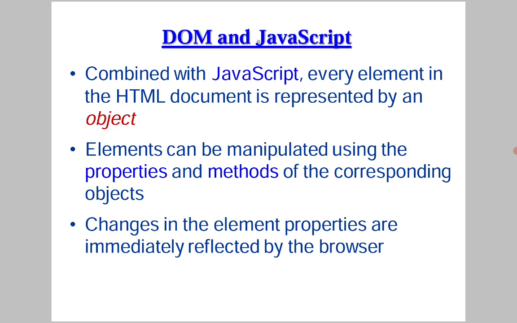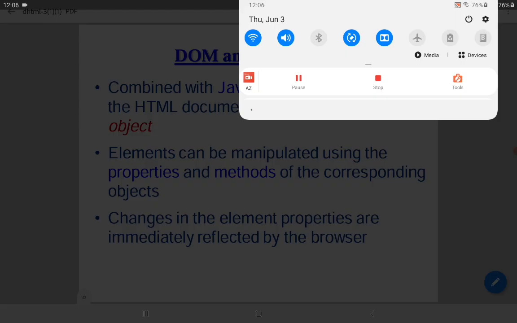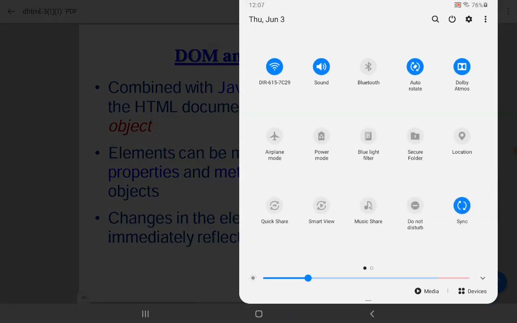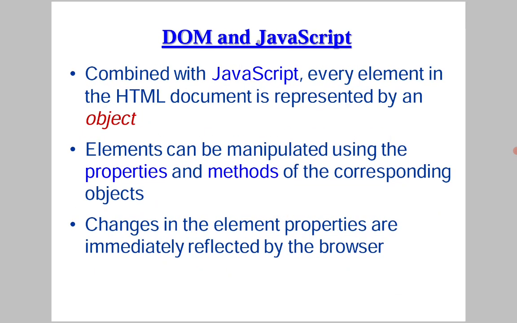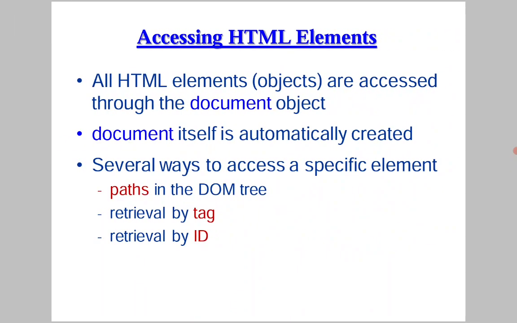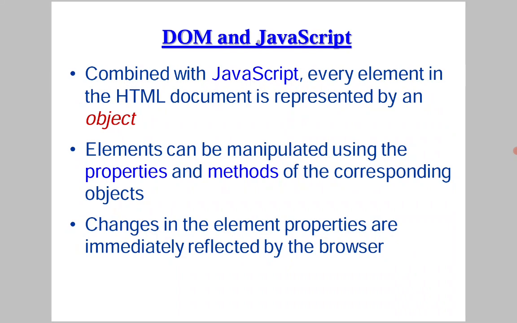Changes in the element properties are immediately reflected by the browser. That means whenever you change the properties of a particular object, like some colors or some fonts, the effects will be immediately reflected by the browser on the screen.